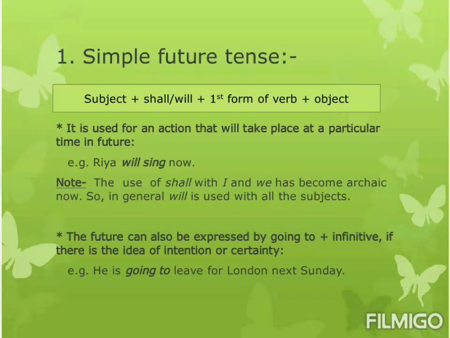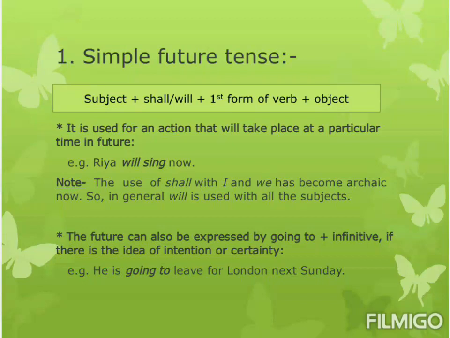Now, we should remember that if we talk about grammar, shall should be used with I and we, while will should be used with the other subjects. But the use of shall has become archaic now, and in general, will is used with all the subjects.